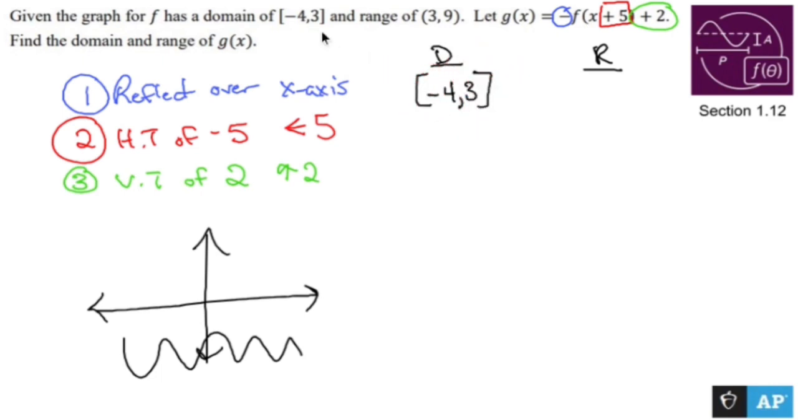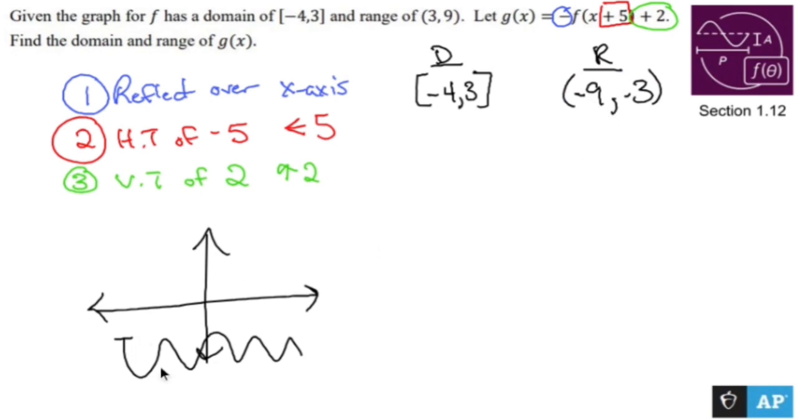How did that affect my range? Well, if I flipped it upside down, then 3 becomes -3 and 9 becomes -9. So now my range is -9 to -3. I'm not going to write out -3 to -9, although the temptation is there. It's just backwards if I do that.